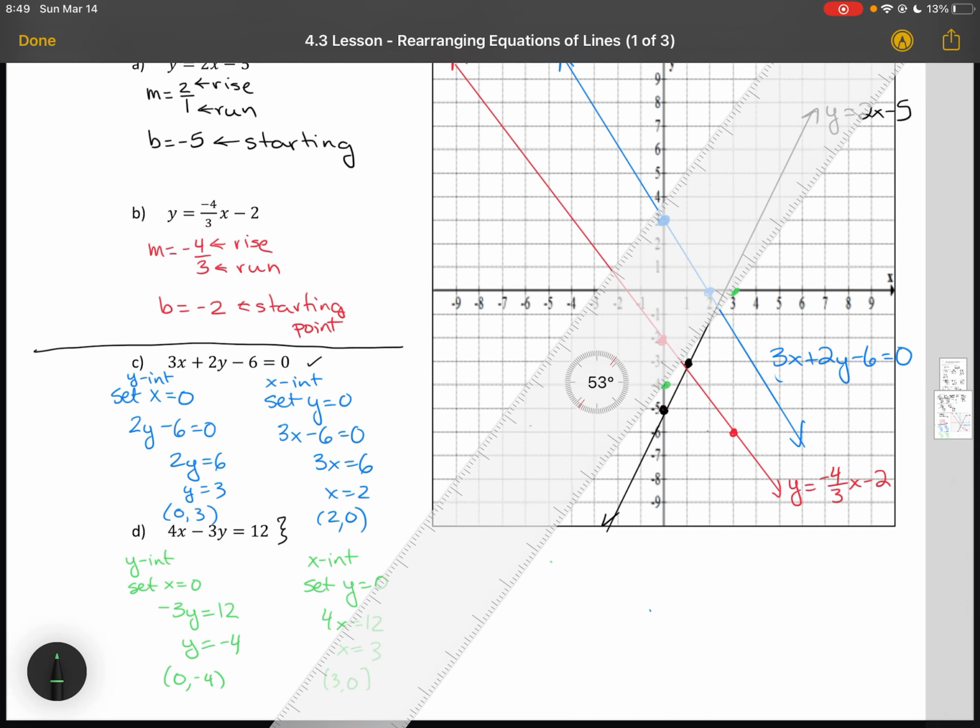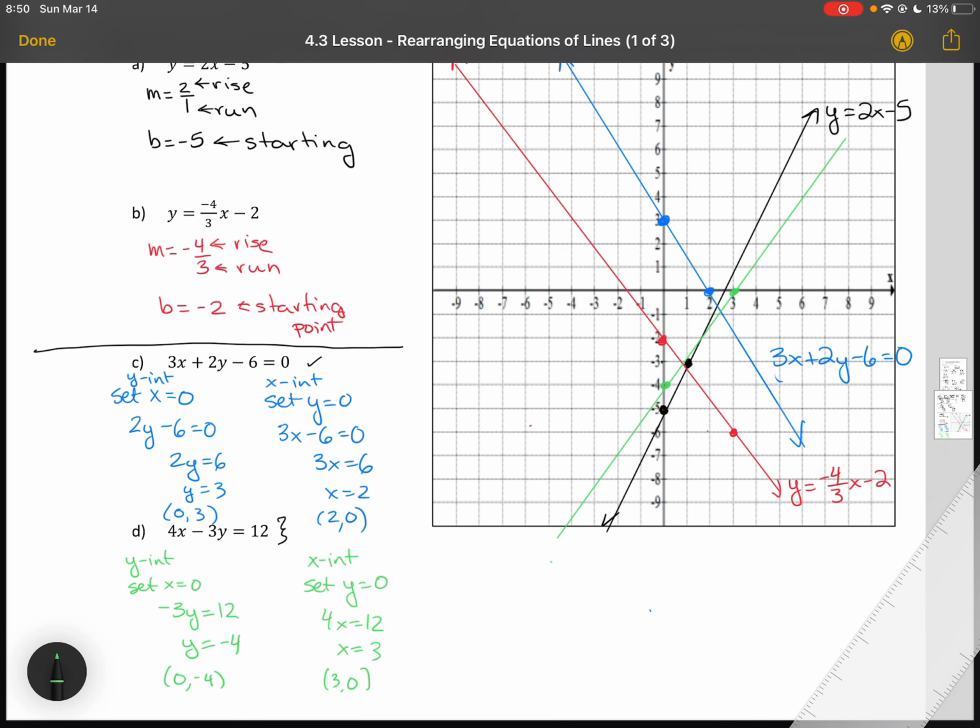Now again, I could rearrange those into slope y-intercept form, but it is more efficient to be able to use the intercepts if you're in standard form or if you're not in slope y-intercept form.